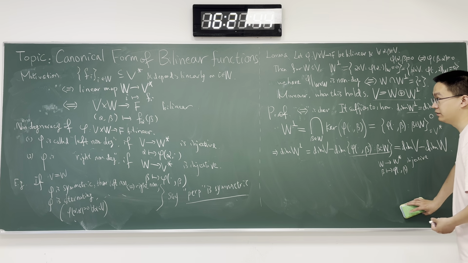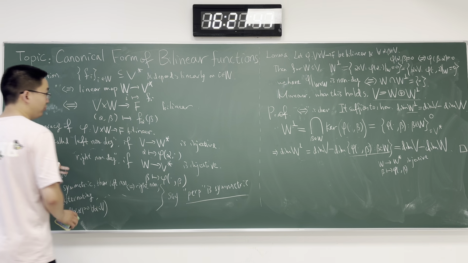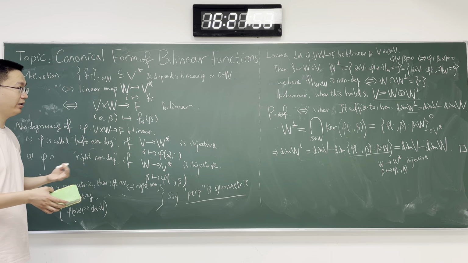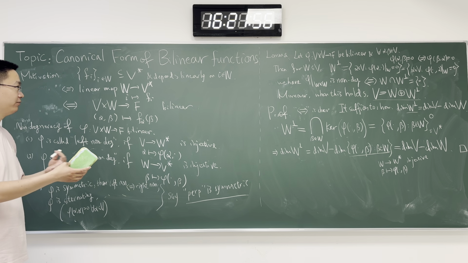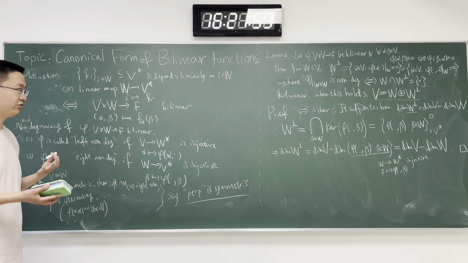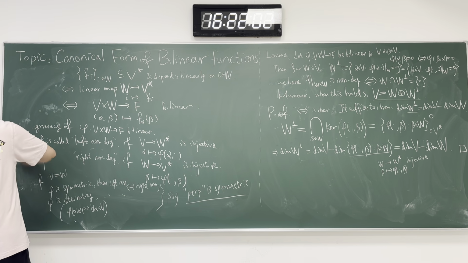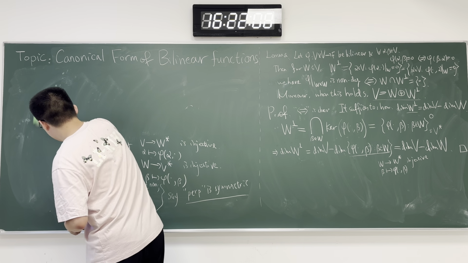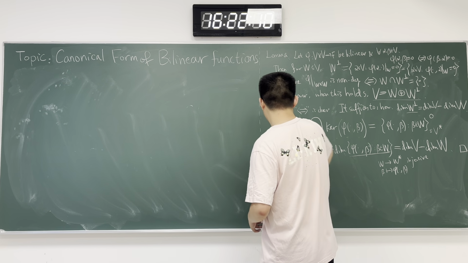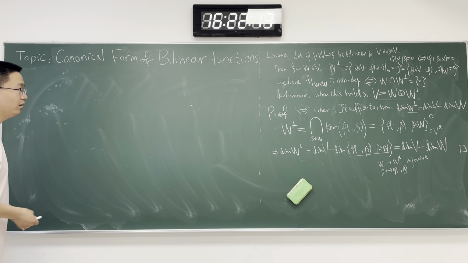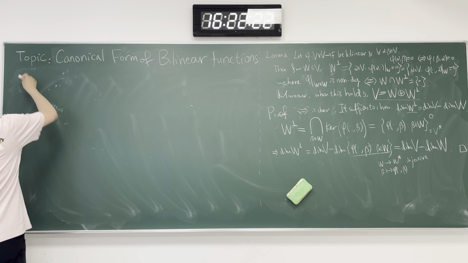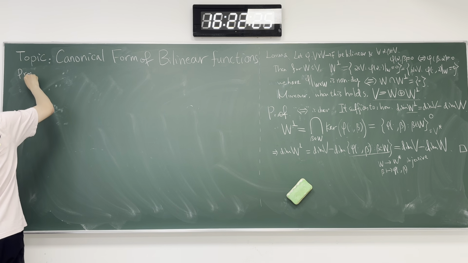And now we're going to discuss some special bilinear forms and explore their canonical forms, from which we can have a better understanding of how these bilinear functions affect the structure of our vector space. So we deal with symmetric bilinear forms and alternating bilinear forms. This is just a pre-theorem, or let's call it a proposition.